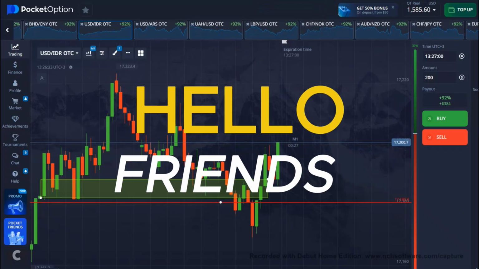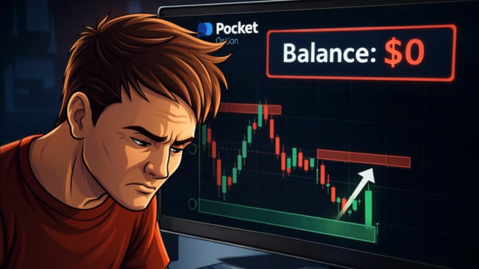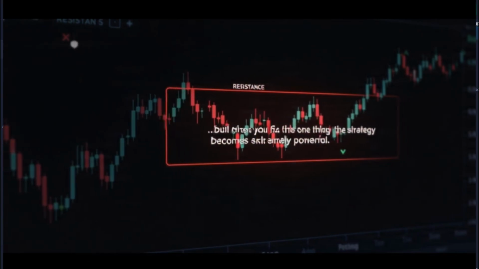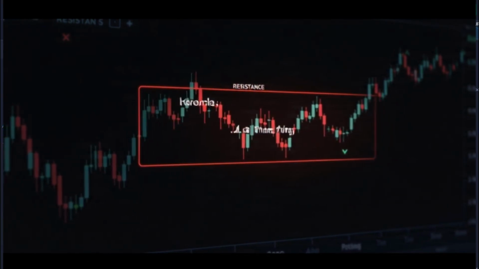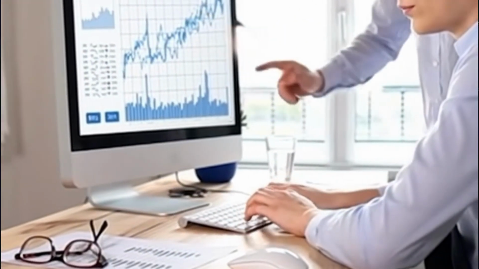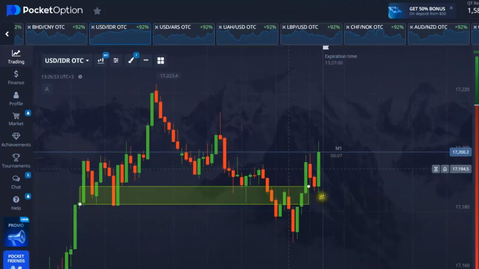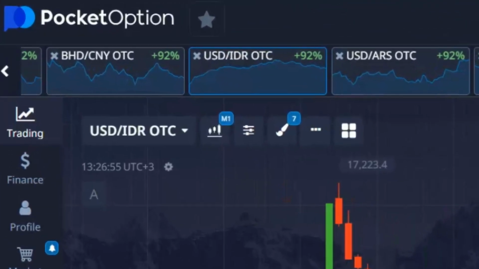Hello friends, almost every trader using support and resistance makes this mistake. But when you fix this one thing, the strategy becomes extremely powerful. In this video, I'm going to show you a simple support and resistance setup that helped me become profitable, and then we're going to take a few live trades on Pocket Option.